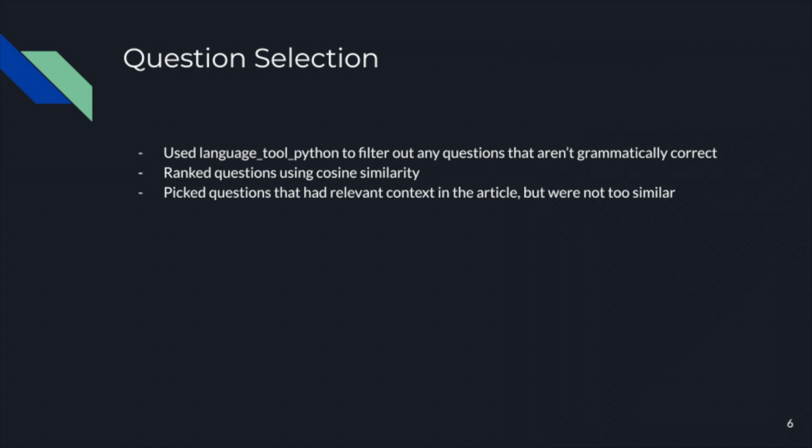Then, in order to pick the best questions from those generated, we sorted them by their cosine similarity with respect to the article. If we found a sentence that had a cosine similarity of 0.2 or greater to the question, we kept the question. This results in only questions that have some relevant passage in the article. Then we picked the questions with the lowest cosine similarity of those remaining. We found this resulted in questions that had a good level of difficulty as they weren't too similar to the text.